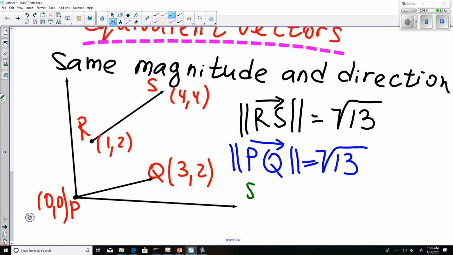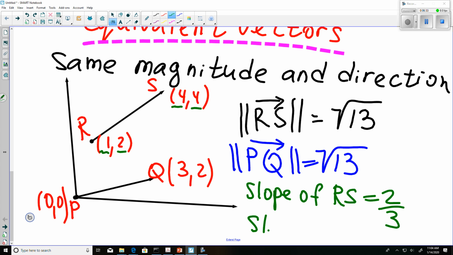Let's quickly find the slope of RS. I will just ask you for the number because you know it's y2 minus y1 over x2 minus x1. Please just tell me the number. 2 over 3. And slope of PQ. Perfect. Now I proved it. These two vectors are indeed equivalent because they have the same slope and same direction.